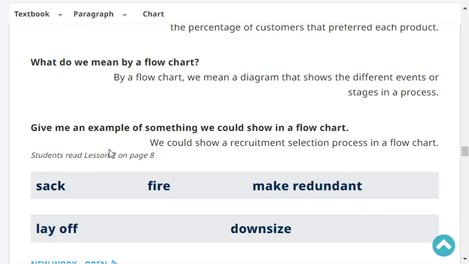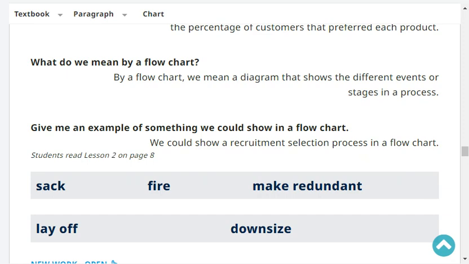What do we mean by a flow chart? By a flowchart, we mean a diagram that shows the different events or stages in a process. Very good. One more.